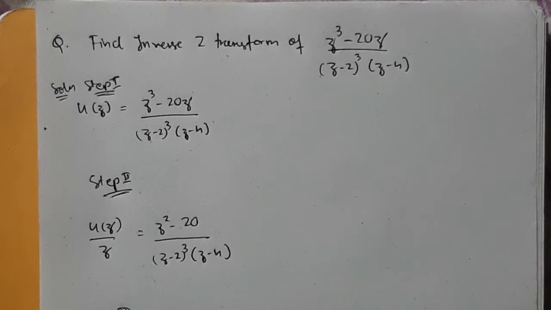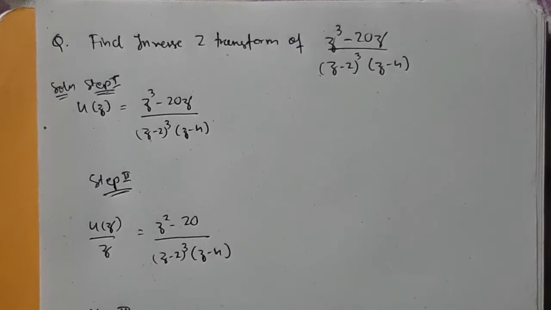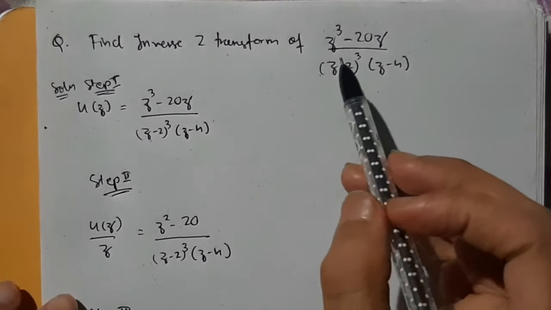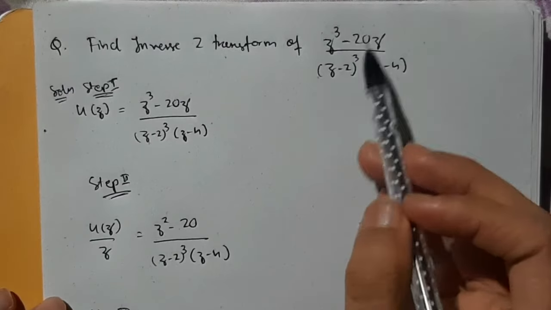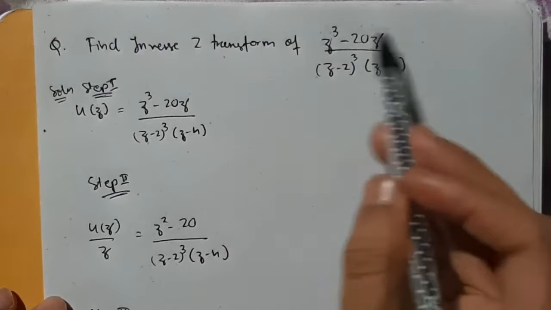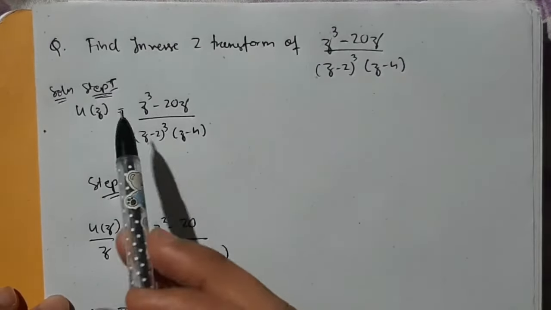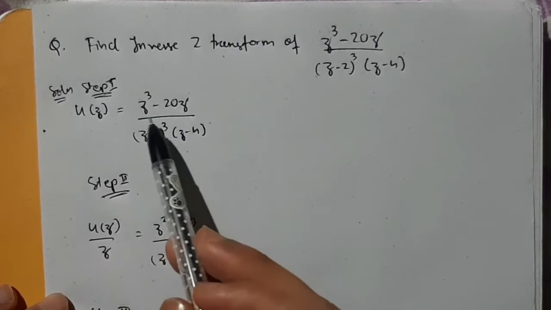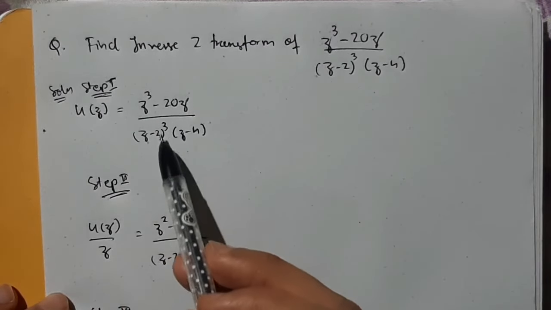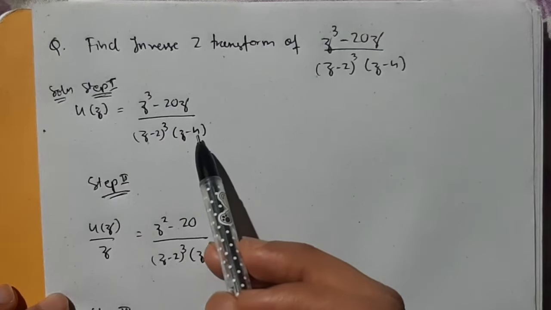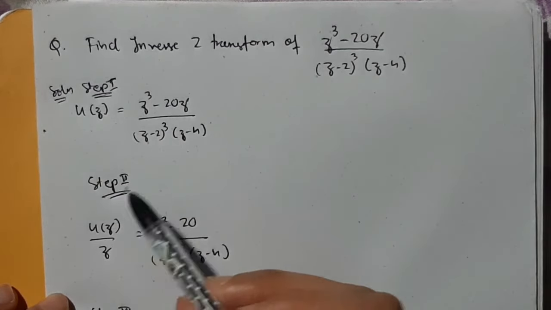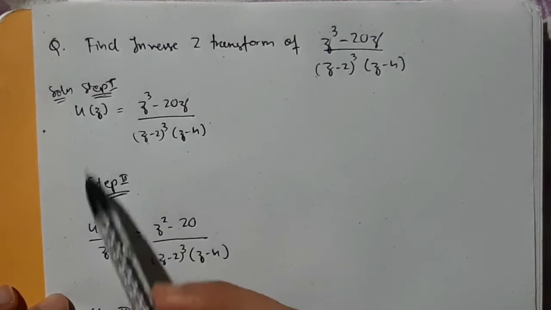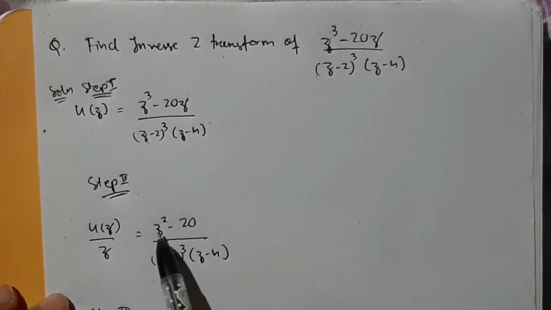Finding inverse z transform is a simple 4-step process. Firstly they will give you this question, z cube minus 20z, and we have to find this inverse z transform. So step 1, we have to write u of z is equal to z cube minus 20z by z minus 2 cube into z minus 4. In second step we will divide this u of z by z. Okay, so we will have here z square minus 20 divided by this thing.